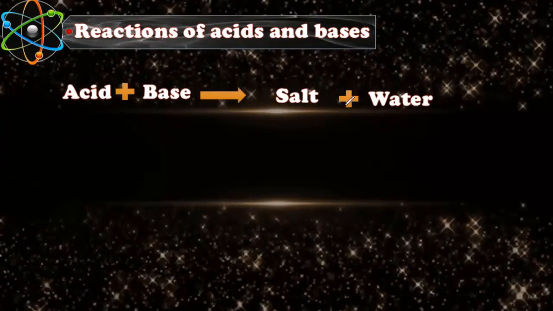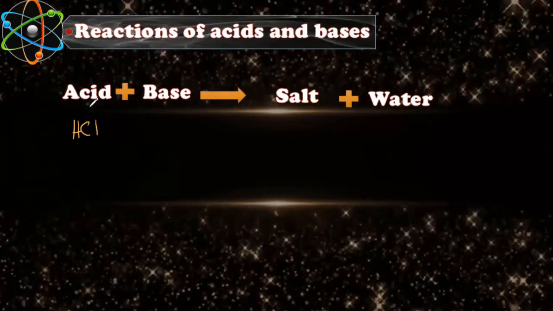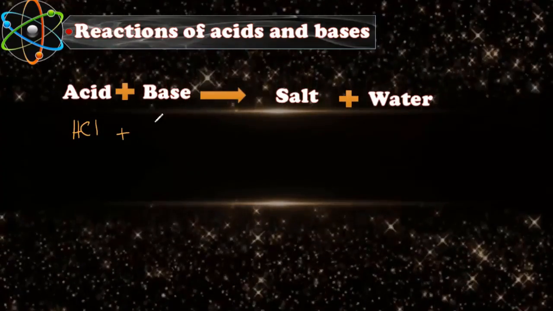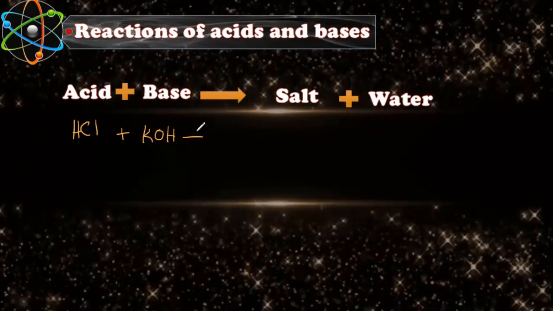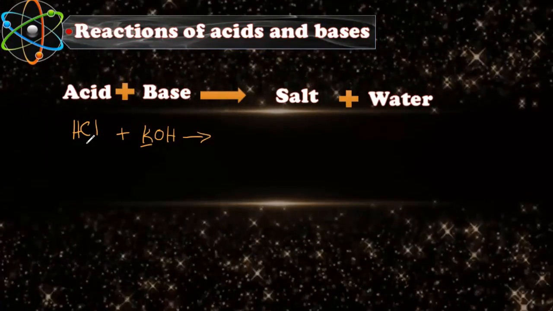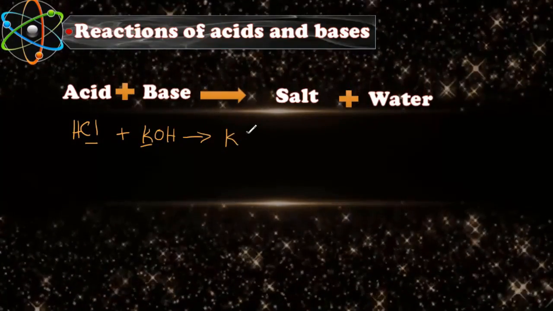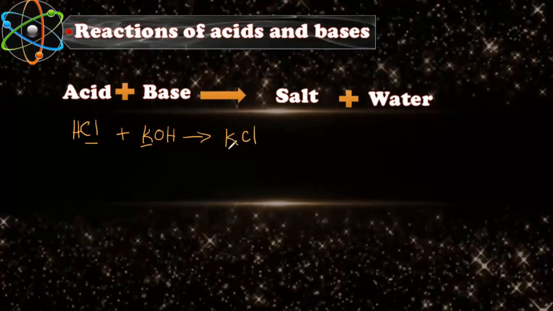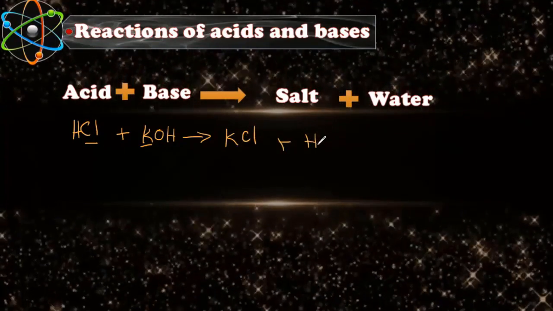Here we have the first example. If we have HCl, this is acid, plus base. Base, let's say potassium hydroxide. Now this reaction is going to yield, the potassium will react with the chlorine. The salt will be KCl, potassium chloride. This is the salt, and plus water, H2O.